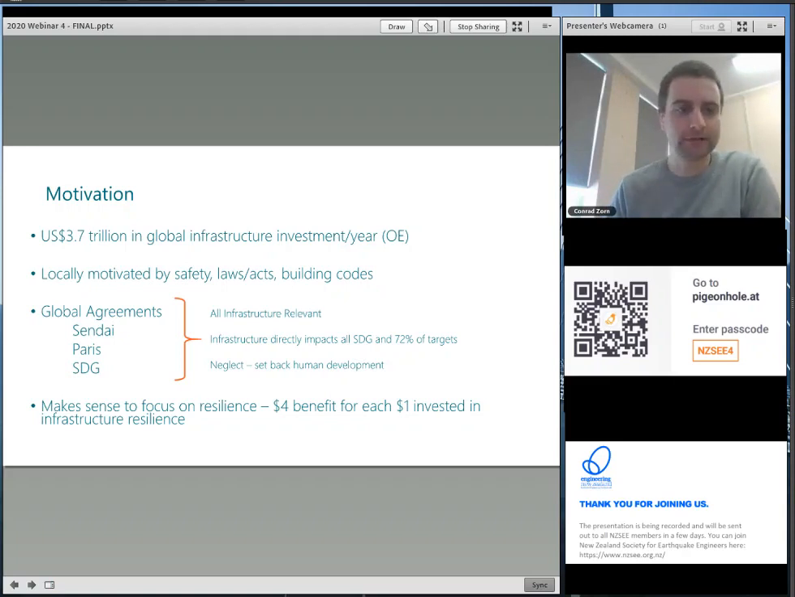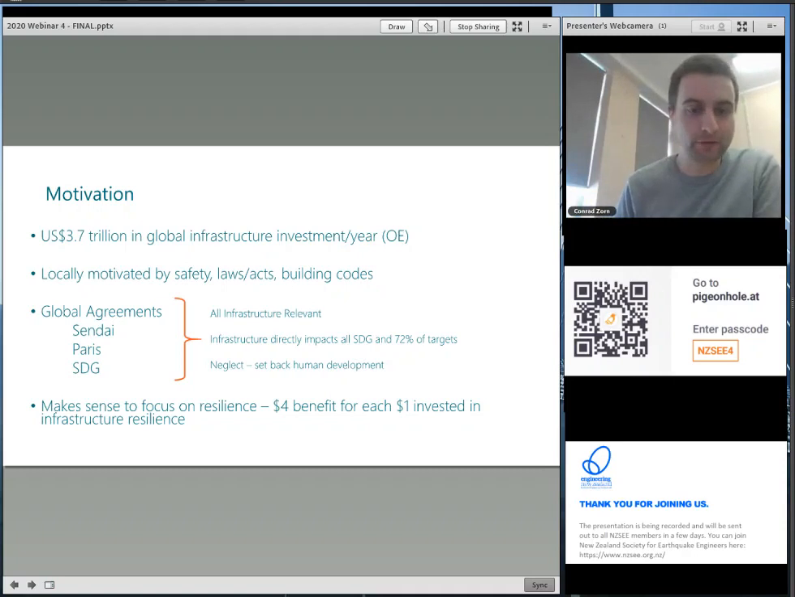Protecting this infrastructure, though, locally, we're motivated by safety, by different laws and acts and building codes. Internationally, particularly developing countries don't have this same background, and they have all these different global agreements. You may be familiar with things like Sendai, like Paris, Sustainable Development Goals. And all of your work that you do day to day on infrastructure is all directly relevant to these global agreements, particularly when you look at the Sustainable Development Goals.